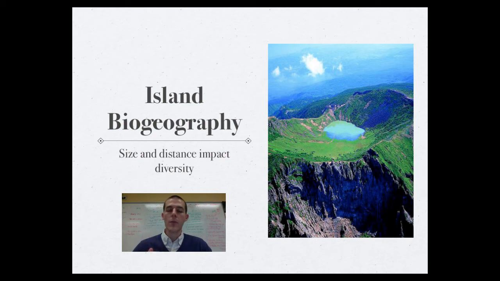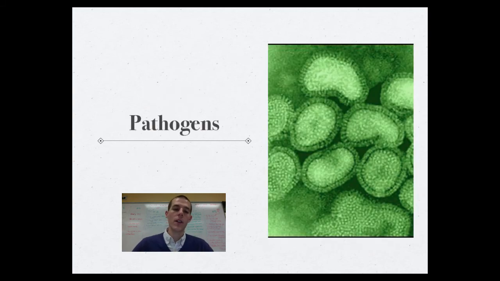So factors to put together: bigger island, more biodiversity; smaller island, less biodiversity; closer to the mainland or closer to another habitat, more biodiversity; further away, less biodiversity. And kind of wrapping all of this up, I've been talking about things that increase biodiversity. Let's talk about something that decreases biodiversity, and that would be pathogens.